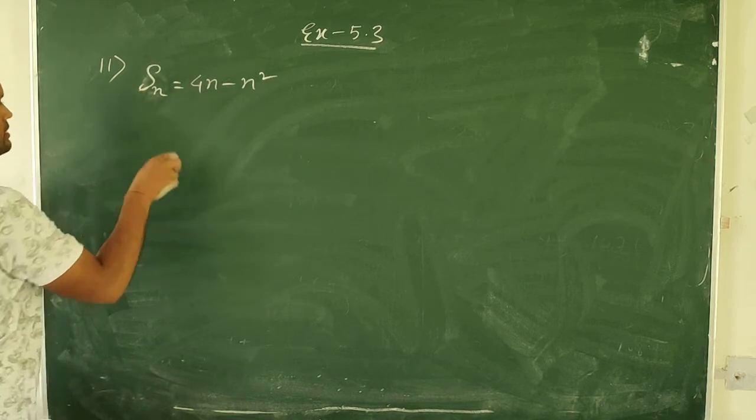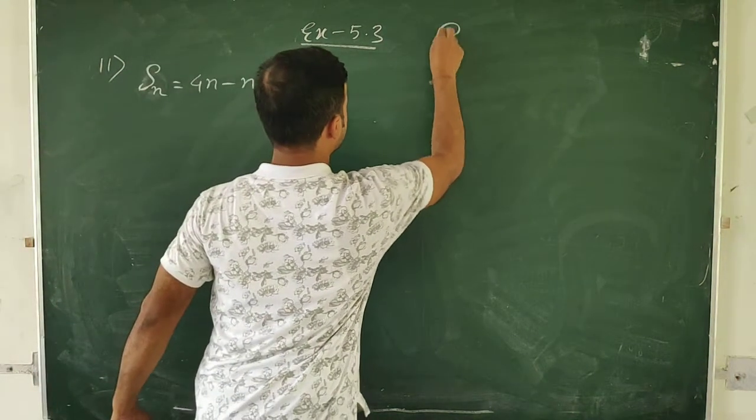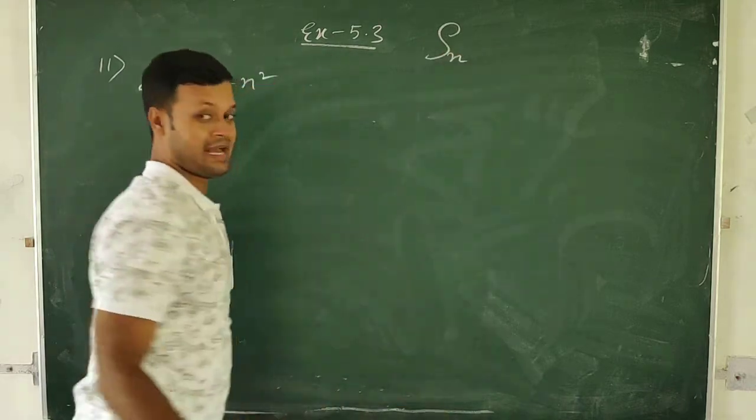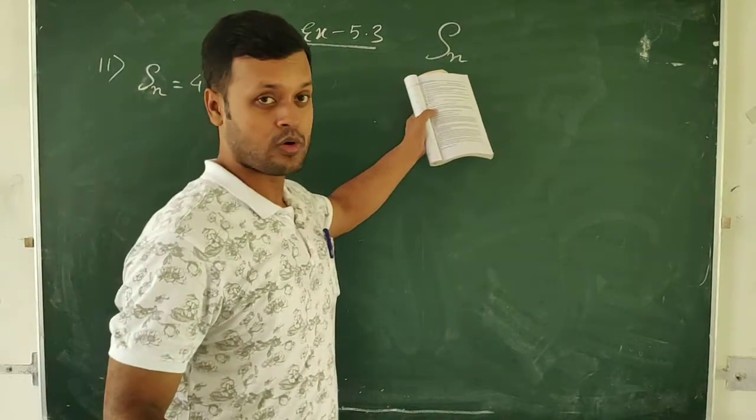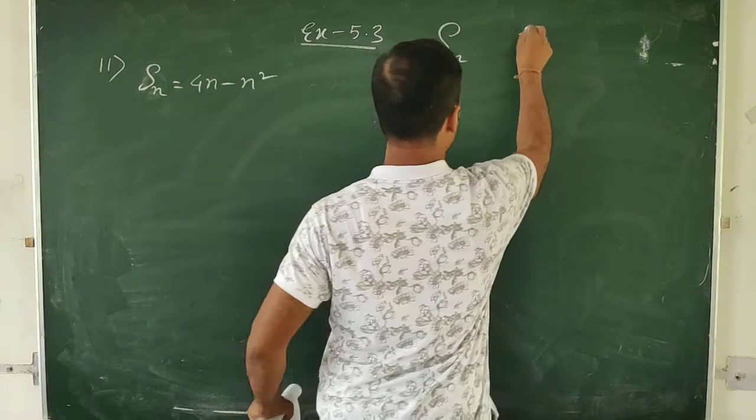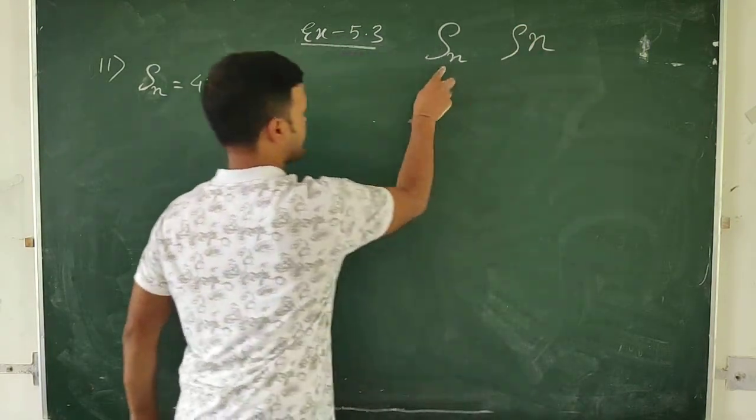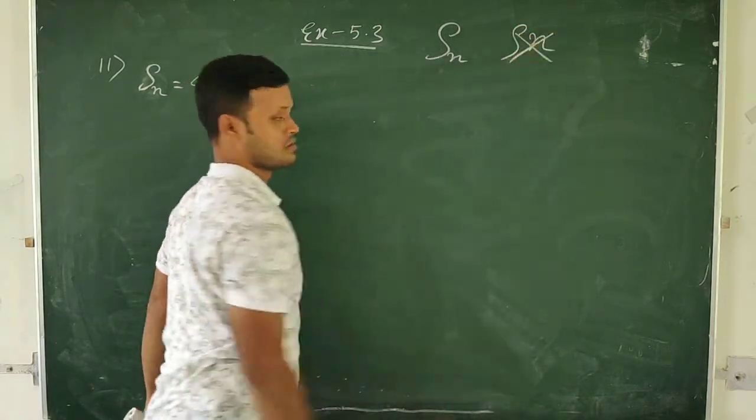This is capital S and n. N is the suffix here, written downwards. Don't write Sn like this. It will be written in this way. This is wrong.